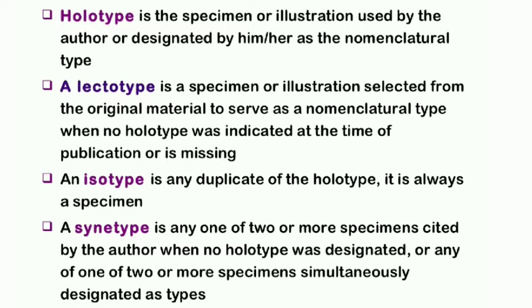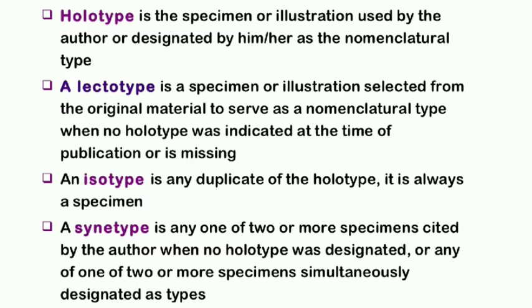It is a specimen or illustration selected from the original material to serve as a nomenclatural type when no holotype was indicated at the time of publication, or it is missing. That means, during publication, when the original copy, the original holotype, is missing, then whichever you select for publication, that is what we call a lectotype. When the original is missing, when it is not found, when it is not indicated, then whichever part, whichever specimen or illustration you select, that is what we call a lectotype.